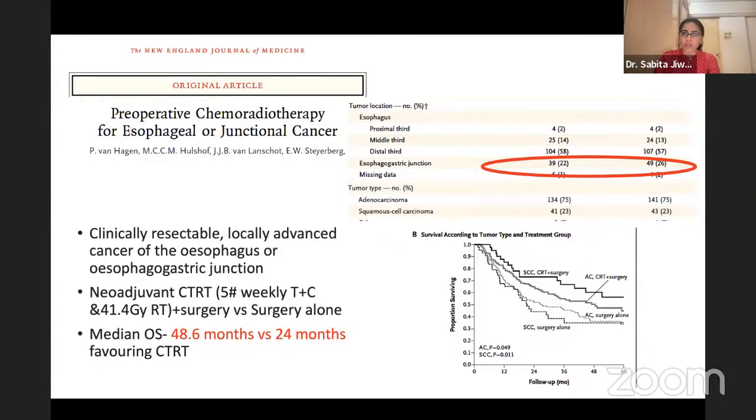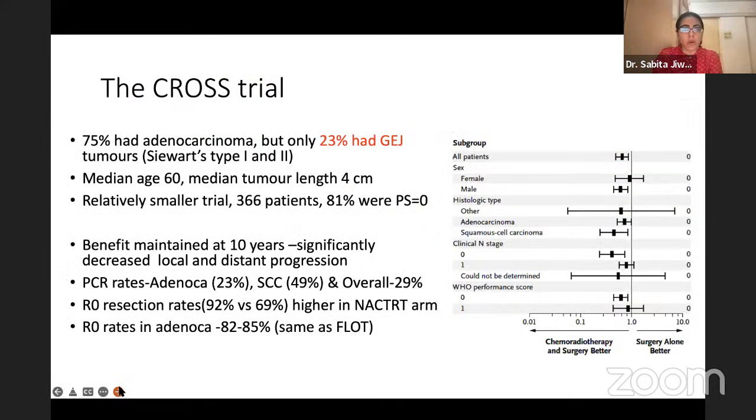So can we actually derive this data from this trial and apply it to all GE junction tumors? I think we should take it with a pinch of caution. It has shown good results, but the numbers of GE junction tumors in this study were dismally low. So going on, only 23% of the patients had GE junction tumors. This trial was relatively small, 300 odd patients.